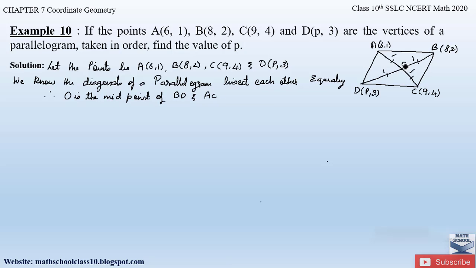So if O forms the midpoint, then the section formula will become the midpoint formula. This I have already discussed in the introduction part of our section formula. Whenever a point divides a line segment in equal ratio, that is 1:1 ratio, then the section formula becomes the midpoint formula, which is given by x1 plus x2 divided by 2 for the x coordinate, and for the y coordinate it will be y1 plus y2 divided by 2, right?